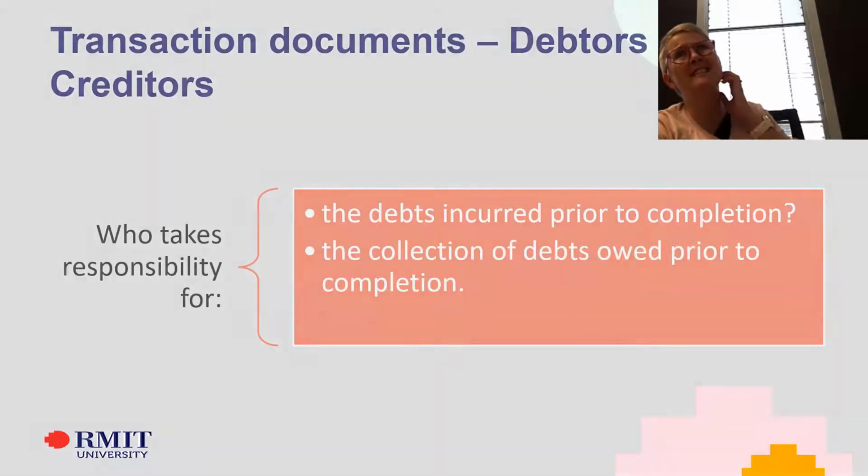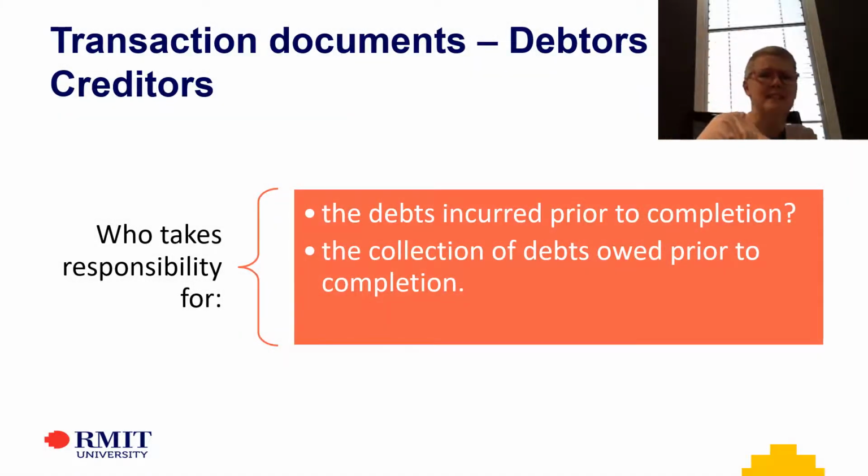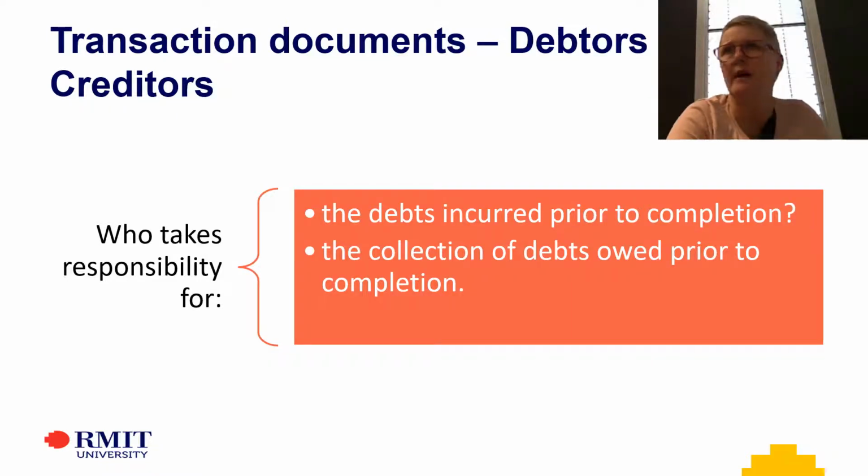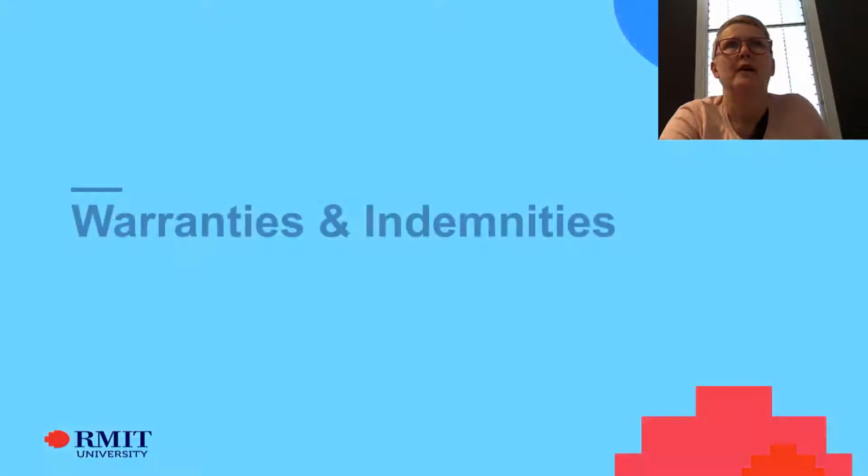So, provisions specific to debtors and creditors, we've looked at this to an extent, but ultimately there's a commercial decision first and then the drafting follows. Who takes responsibility for debts that are incurred prior to completion, and the collection of debts that are owed prior to completion? And there are as many different ways of doing that as there are commercial people and lawyers available.